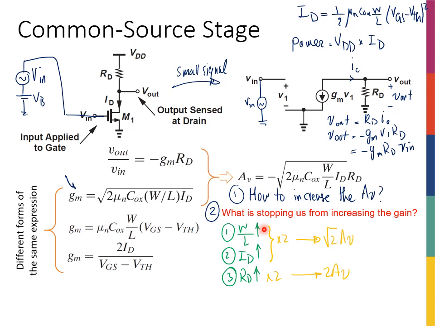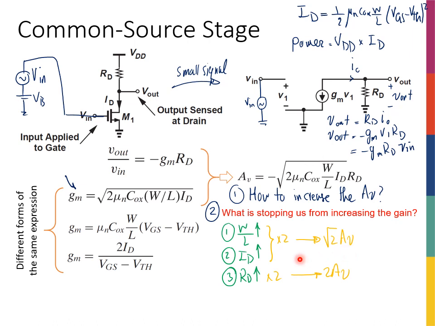So again, if I make my transistor twice wider or twice shorter, yes, I get root 2 times more gain, but then I'm going to be spending twice as much power, right? So it's like I'm paying twice as much money, right? Power is always money in IC design. Always think about it that way, right?